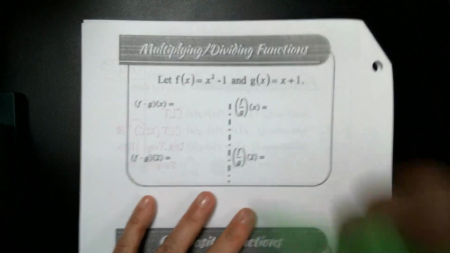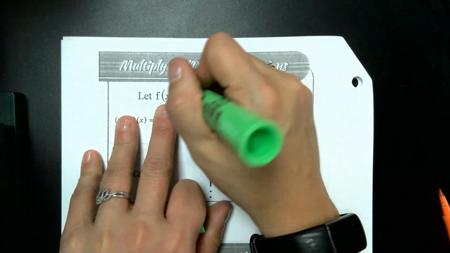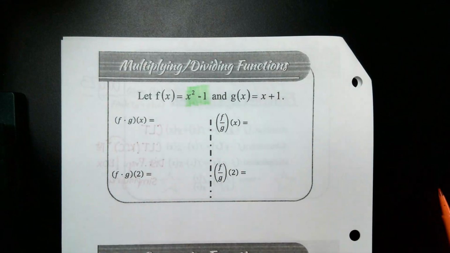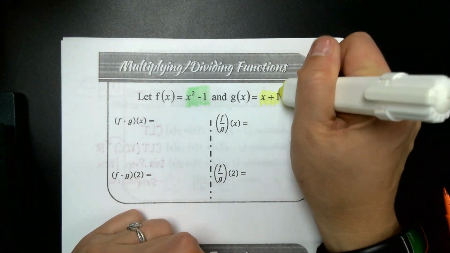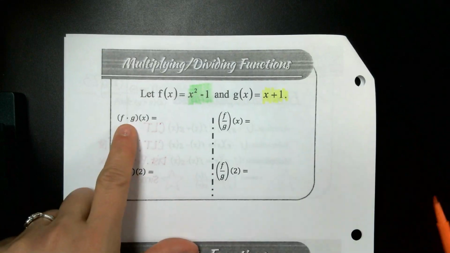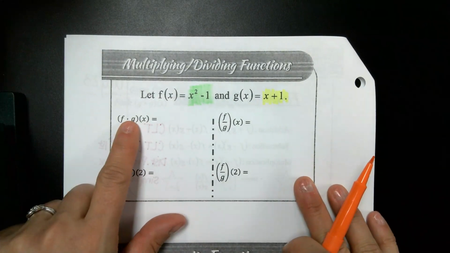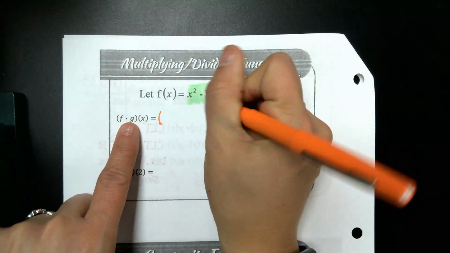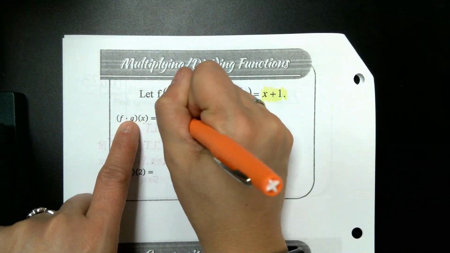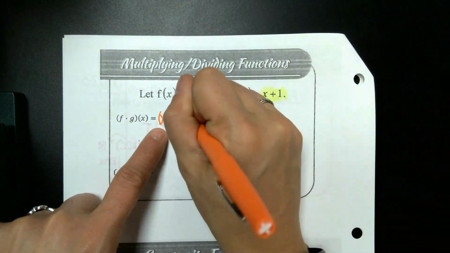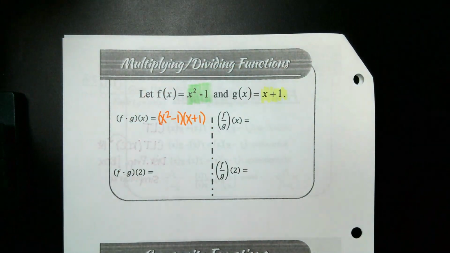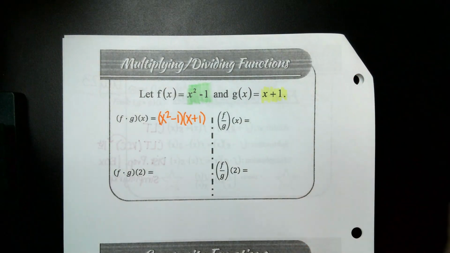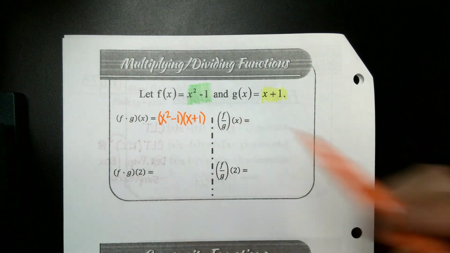Okay, so up top it says let f of x equal x squared minus 1 and g of x equals x plus 1. Okay, so the first problem right here says multiply f and g together. That's what that dot is. Okay, so I would set it up like this. I would have x squared minus 1 times x plus 1. So when they're expressions, you know, you put them in parentheses and you just put the parentheses right up against each other.